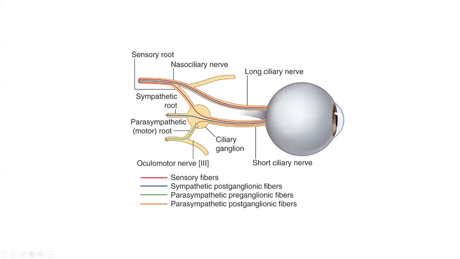And then this preganglionic fiber, which is green, is synapsing with the postganglionic fiber and is carried by the short ciliary nerve to these two target muscles that we mentioned.